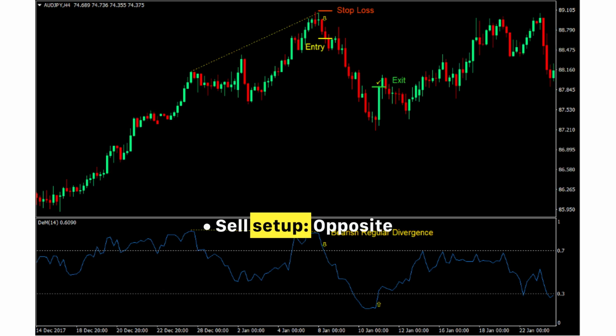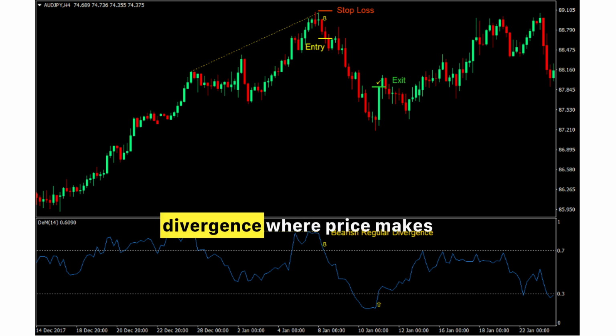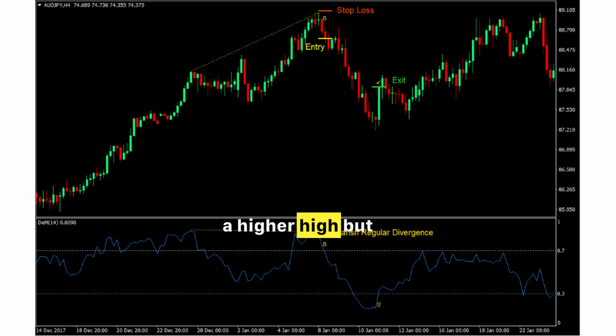Sell setup, opposite. A bearish regular divergence where price makes a higher high, but DEM makes a lower high. When DEM is above 0.7, overbought. Then wait for DEM to cross back below 0.7 with a bearish close to enter a short.